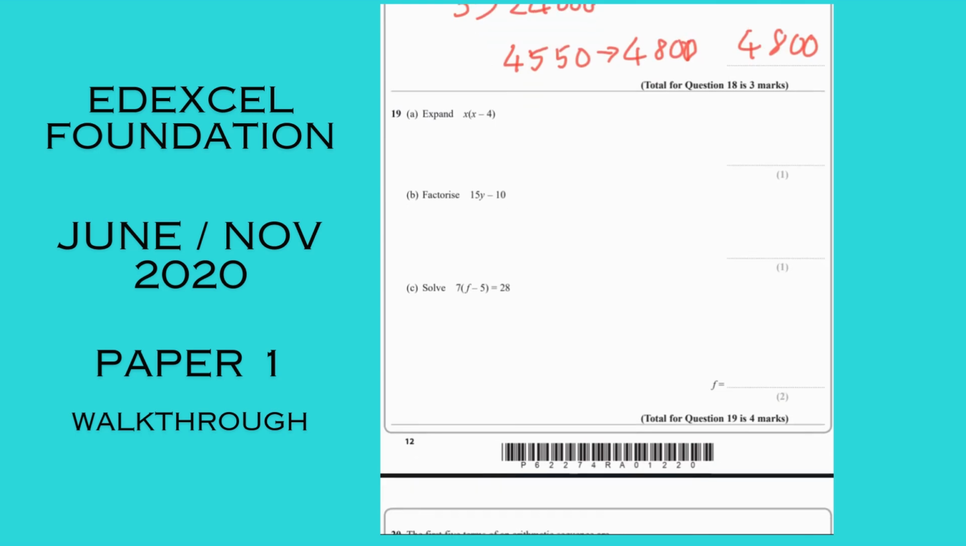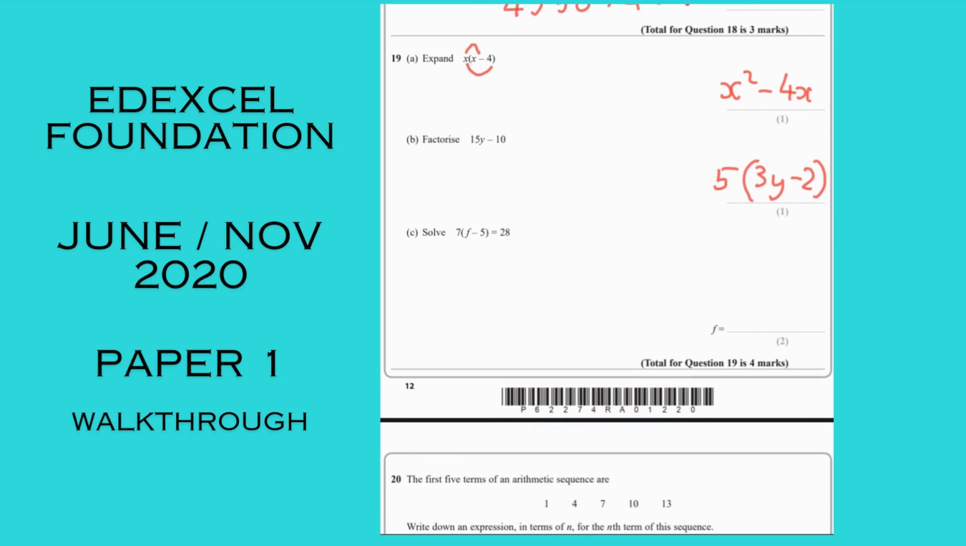Some algebra. Expand means get rid of the brackets. So x times x is x squared. X times negative 4 is negative 4x. Factorise means take out a common factor. The only thing that is in common here is they're in the 5 times table. 5 threes are 15. 5 times negative 2 is negative 10.